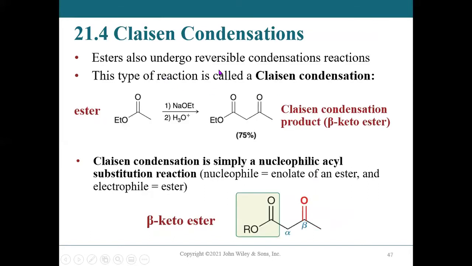Esters also undergo reversible condensation reactions. This type of reaction is called the Claisen condensation. With an ester under basic conditions, and then workup with acid, it will produce this condensation product, which is the beta keto ester. Claisen condensation is simply a nucleophilic ester substitution reaction. The nucleophile is the enolate of an ester, and the electrophile is an ester.